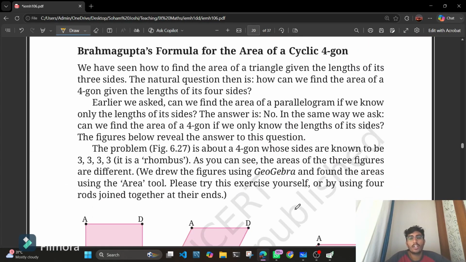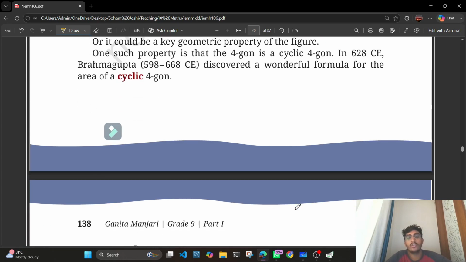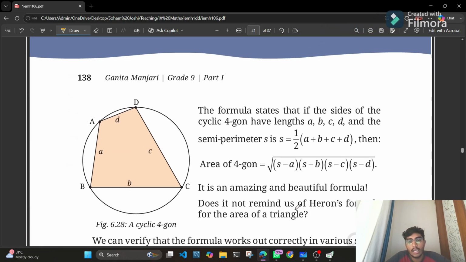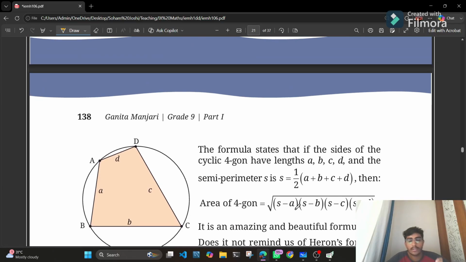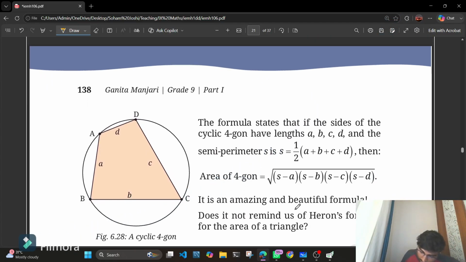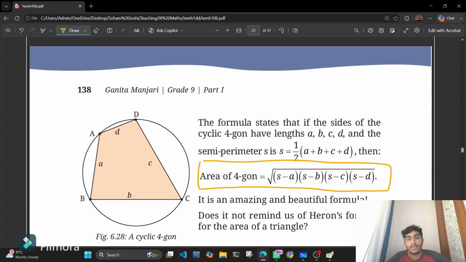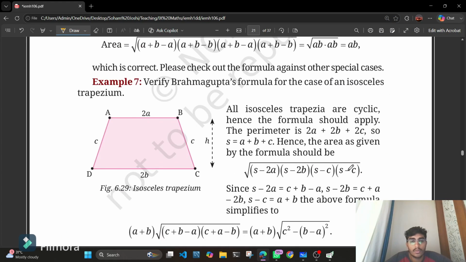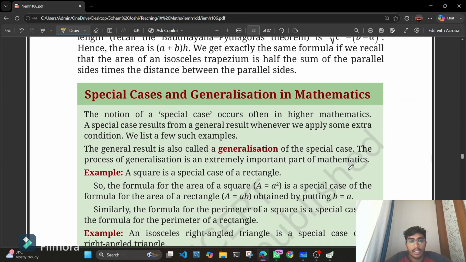Next up, we have Brahmagupta's formula for the area of a cyclic quadrilateral. I suggest you read this formula and get the theory part done from the textbook. I'll quickly just write the formula, that is area of the quadrilateral is equal to under root s minus a, s minus b, s minus c, s minus d, the product of all the four brackets. It is similar to the Heron formula. And s is the semi-perimeter, that is half of a plus b plus c plus d. Cool. Let's get to the next part.